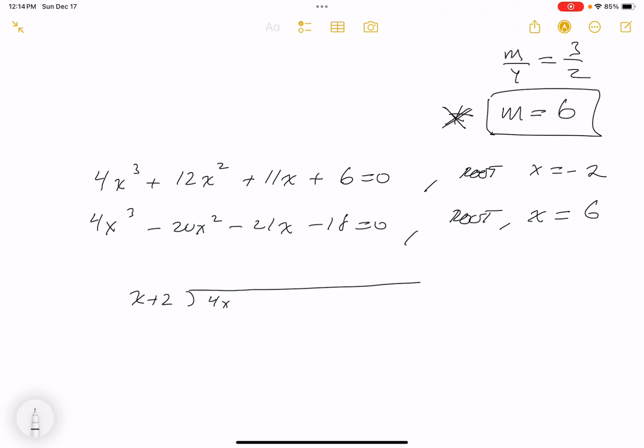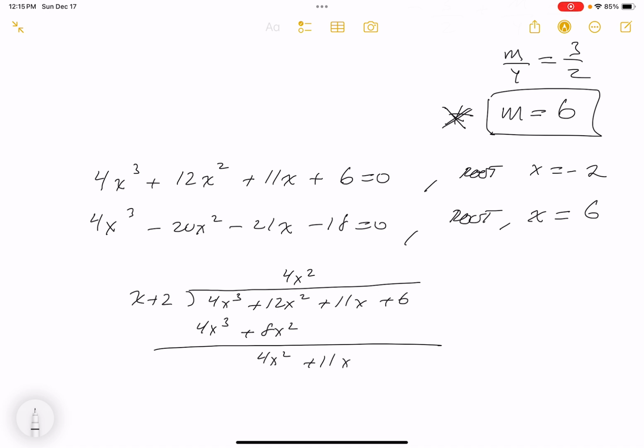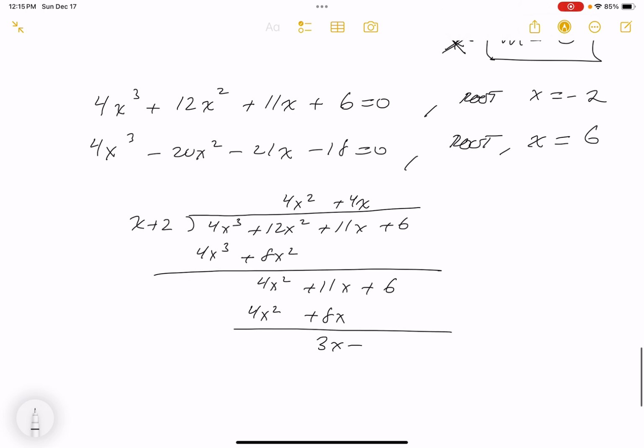It's going to be 4x cubed plus 12x squared plus 11x plus 6. Well, I'm going to say 4x squared. That's going to give 4x cubed plus 8x squared. You're going to subtract. That will give you 4x squared. Drop the places down. 11x plus 6. What times x would give you 4x squared would be 4x. That gives you 4x squared, and then you get 8x. Lo and behold, you get 3x plus 6.